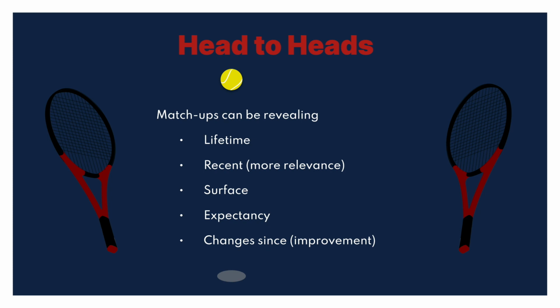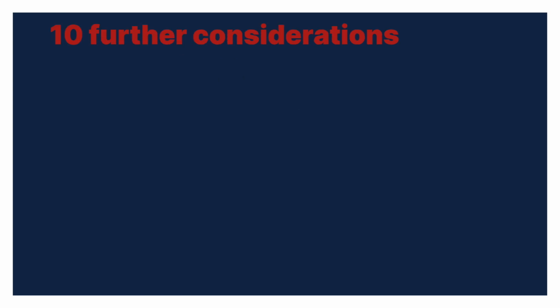And also you've got a lot of changes since then. Some players have run into form, some players have gone out of form, so improvement or the opposite. Right, these are further considerations. The type of opponent. If somebody's playing a baseliner and they've got a good record against baseliners, you might think, okay, they'll win this game based on the fact that they're playing a baseliner and they're more suited to that type of player, right?